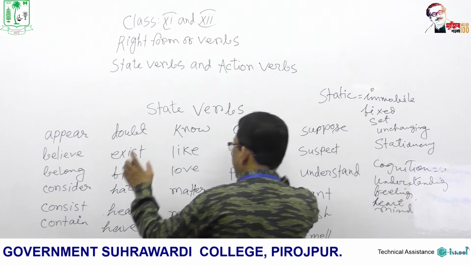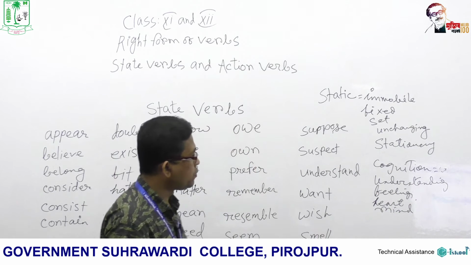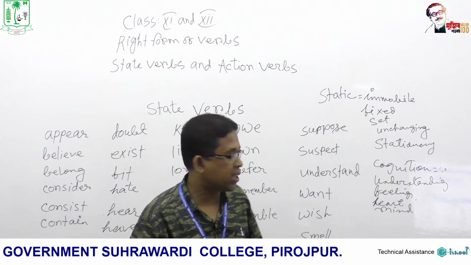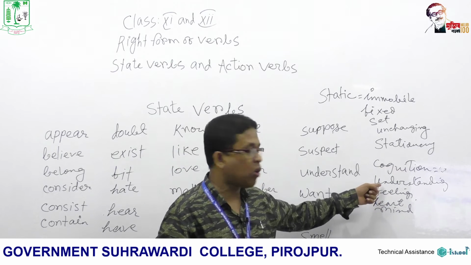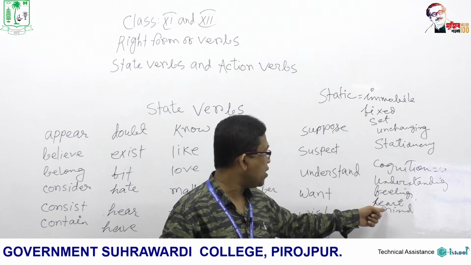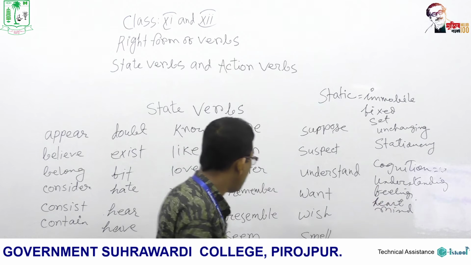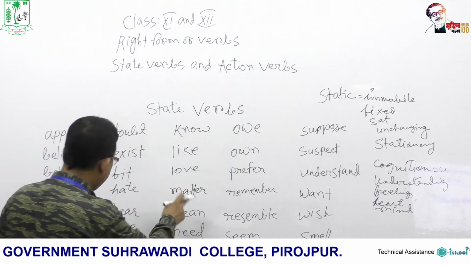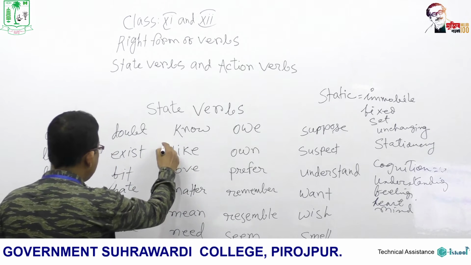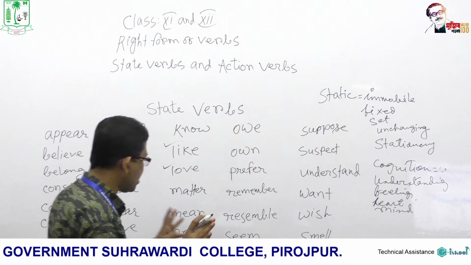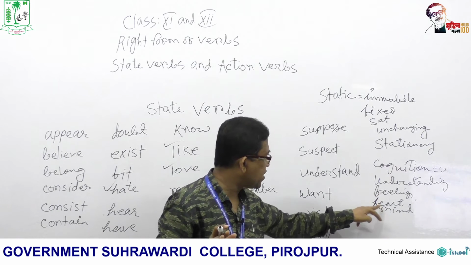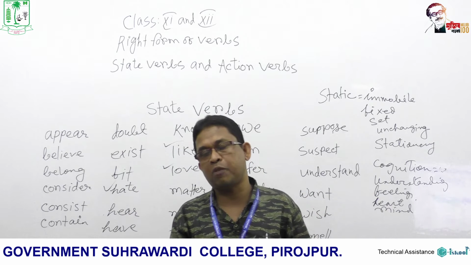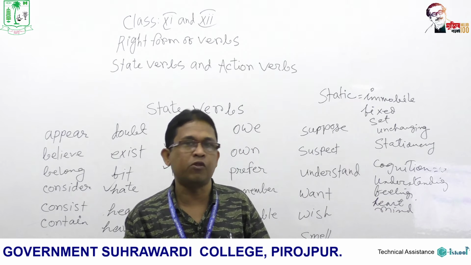So these verbs, the state verbs, are also related to our cognition, that is, they express something related to our understanding, to our feelings, to our heart, to our mind. When we use the words love, like, hate, all these are related to our feelings, our heart and mind. So this type of verbs are called state verbs.